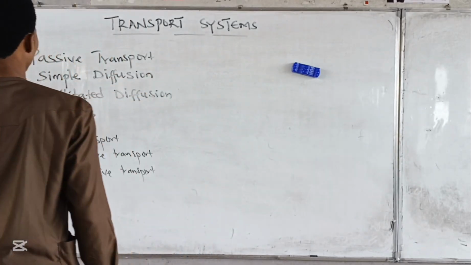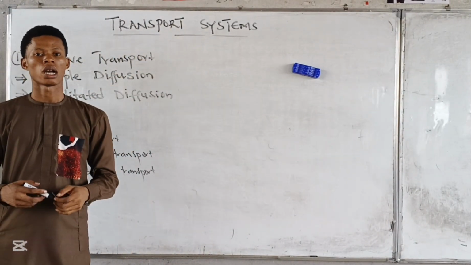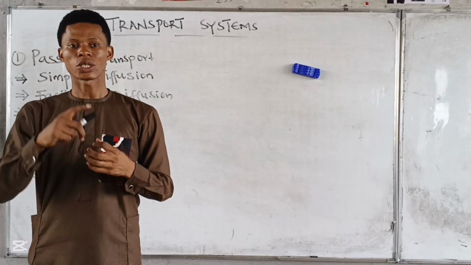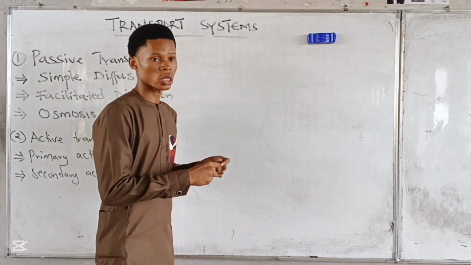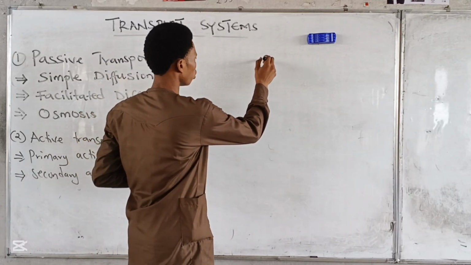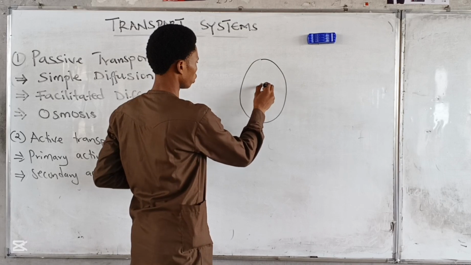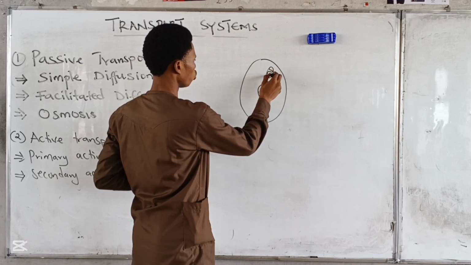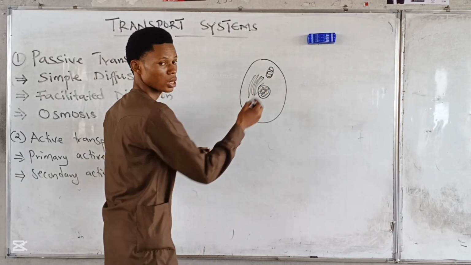All right. So we'll be looking at transport system, and we know that in the cell there is a barrier around the cell for eukaryotic cells. Now look up. If this is your cell, let's say this is the nucleus. Let's say this is your mitochondria. Let's say these are your endoplasmic reticulums and the rest.